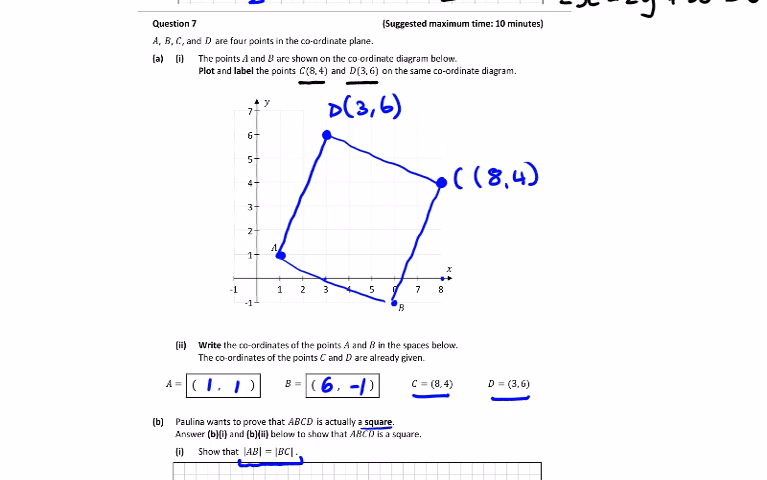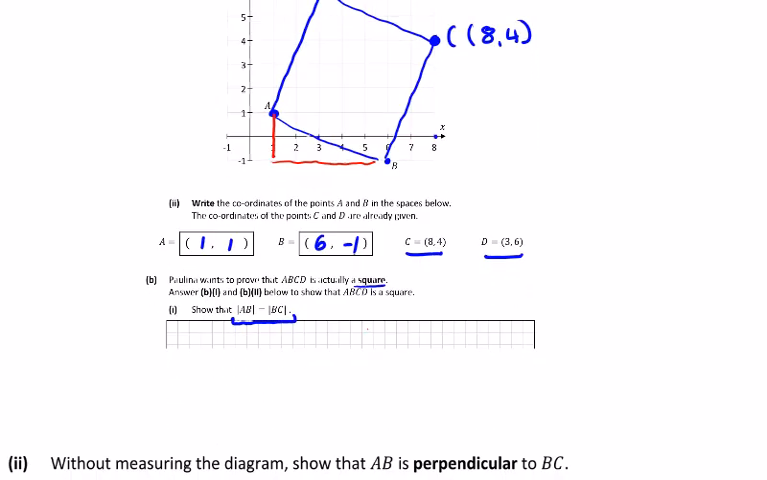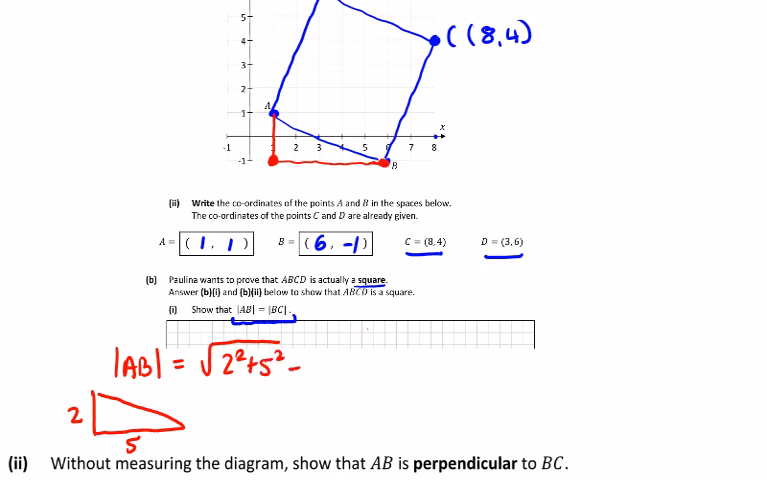So using your amazing knowledge of Pythagoras, just draw your right angle triangle to find AB. The length of AB, the triangle we're using is this one, where the rise is 2 from here to A, and the run to B from 1 to 6 is 5. So AB is the square root of 2 squared plus 5 squared. 25 and 4 is 29.